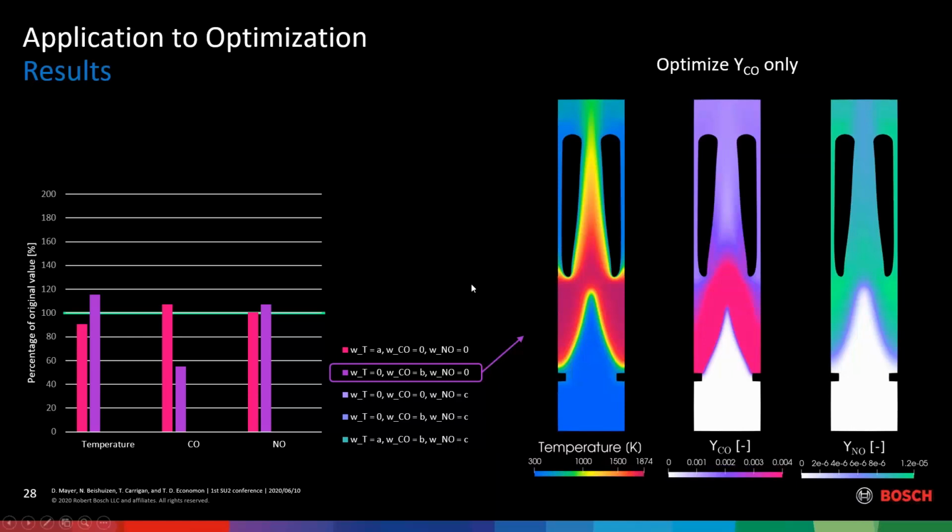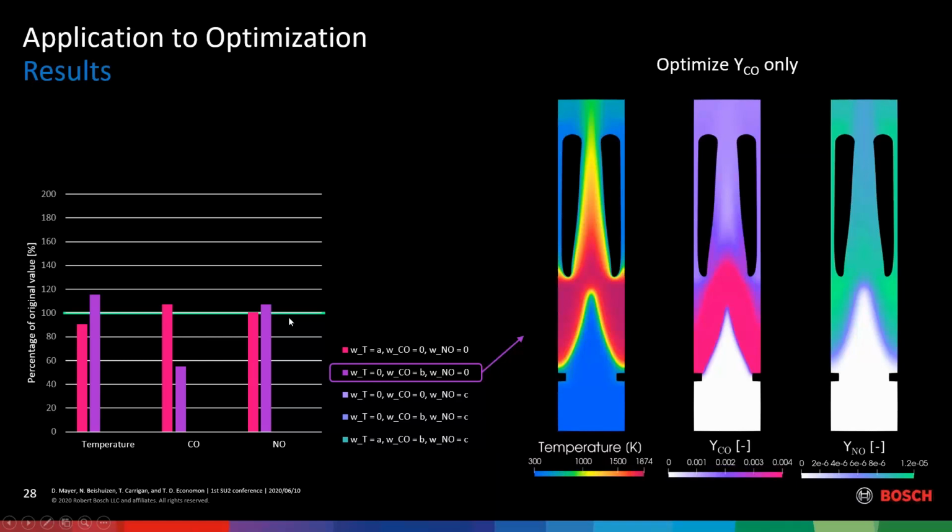So the next optimization here is an optimization where we only optimize for the mass fraction of CO, and what you can see is that the shape gets moved a little bit to the outside here to give the CO a little bit more time to oxidize further. So CO is primarily generated in the flame front and then oxidized further to CO2 also in the flame front. And by moving this geometry a little bit to the outside here, this oxidization has more time to happen, and therefore the CO mass fraction is reduced a lot.